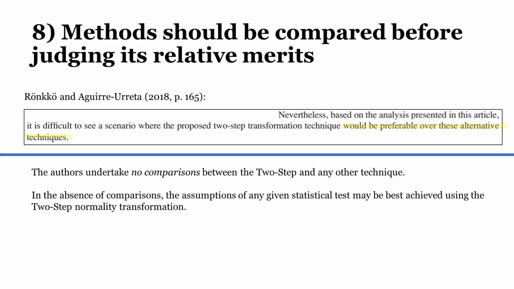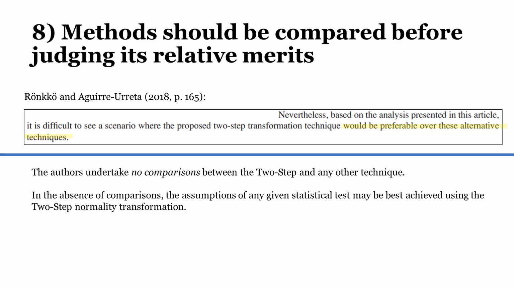Eighth, methods should be compared before judging its relative merits. The authors imply that they made such comparisons when they state, quote, based on the analysis presented in this article, it is difficult to see a scenario where the proposed two-step transformation technique would be preferable over these alternative techniques. Close quote. Before the authors discard the two-step as a useful technique, they should have compared it. Reading their text, it appears as though they did compare the two-step technique to others, but they did not. To the contrary, the authors made no comparisons between the two-step and any other technique.